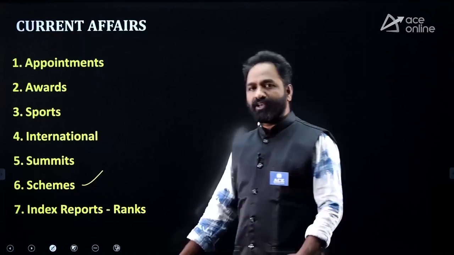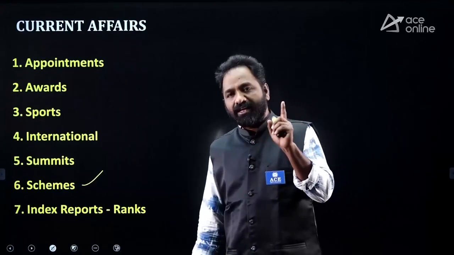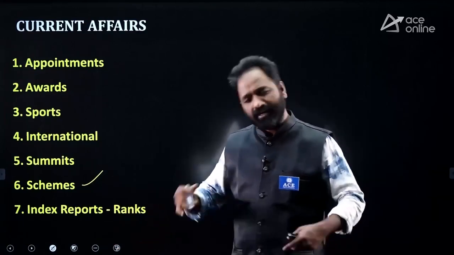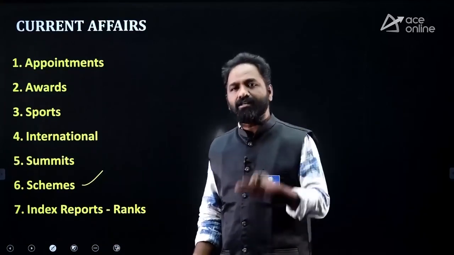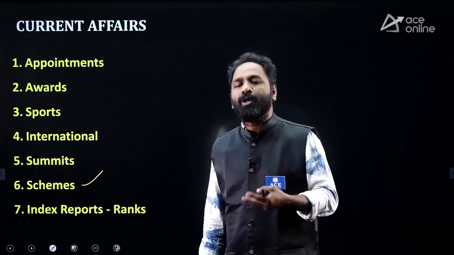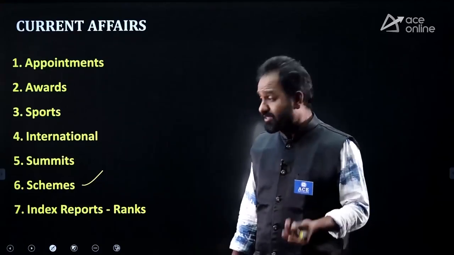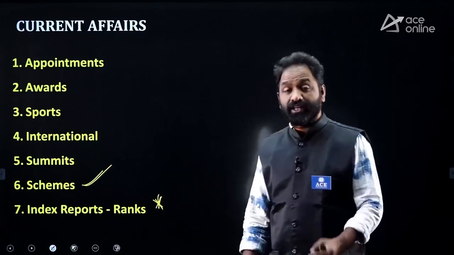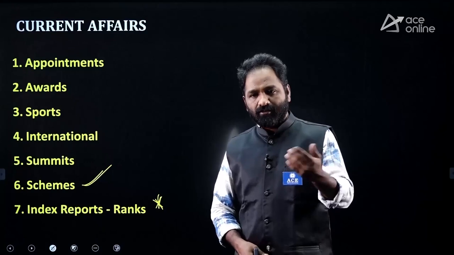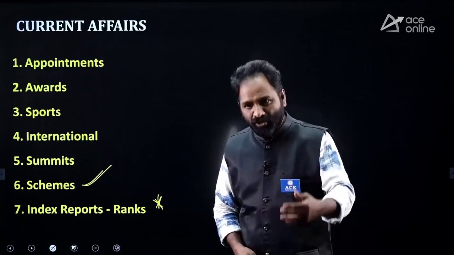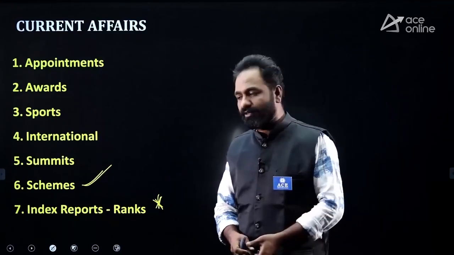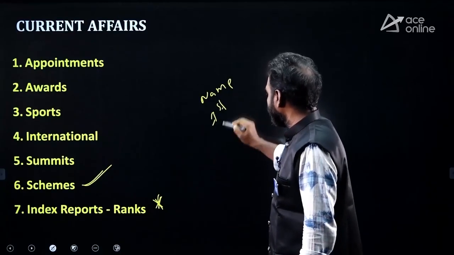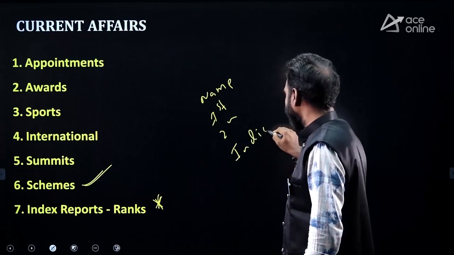Schemes also. Frequently there is at least one question about schemes. Any scheme launched by the central government, any scheme launched recently by any state government which is unique in nature. You see that regularly the central government is launching schemes, portals, websites, apps. They ask questions. Schemes are also important. Indices and reports, this is a must. You have to remember: Democracy Index, Press Freedom Index, Corruption Index, Environmental Performance Index, Passport Index, like that. In the index you have to remember the index name, the first country, the second country, and the rank of India.